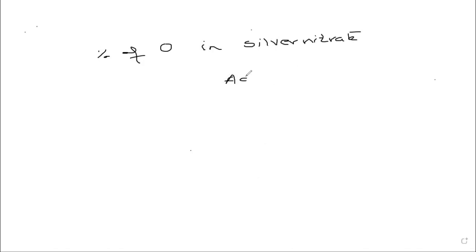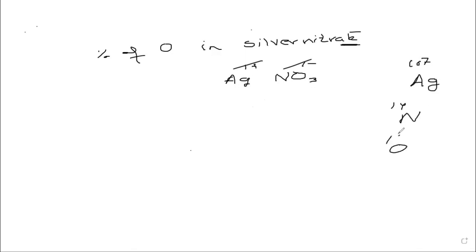Silver is Ag +1. It's a transition element. Nitrate, see at the end there is 'ate'. It means it is a radical. It's not a single element. -1. The formula is balanced. +1 and -1 cancel out each other. Now we will see the individual atomic masses. Silver, if I'm not wrong, it is 107. Nitrogen is 14. Oxygen is 16.